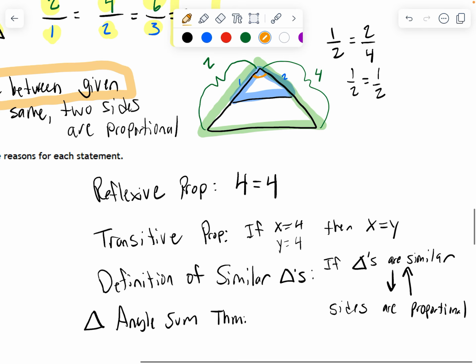Okay? Now, how you would formally craft some of these in a proof is you would use some of these properties, these definitions that we have. The first one is an obvious one, but hard to use or hard to recognize. The first is called the reflexive property, and that's something that says 4 equals 4.